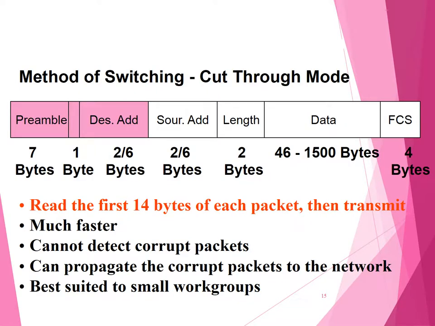Method of switching: cut through mode. You can see the diagram. The frame has a preamble of 7 bytes, a start delimiter of 1 byte, destination address of 6 bytes, source address of 6 bytes, length of 2 bytes, data of 46 to 1500 bytes, and FCS, frame check sequence, of 4 bytes. It reads the first 14 bytes of each packet, then transmits much faster. It cannot detect corrupt packets and can propagate a corrupt packet to the network. Best suited to small workgroups.